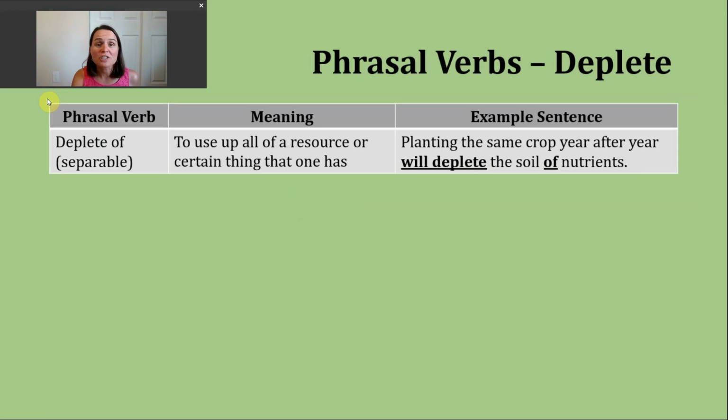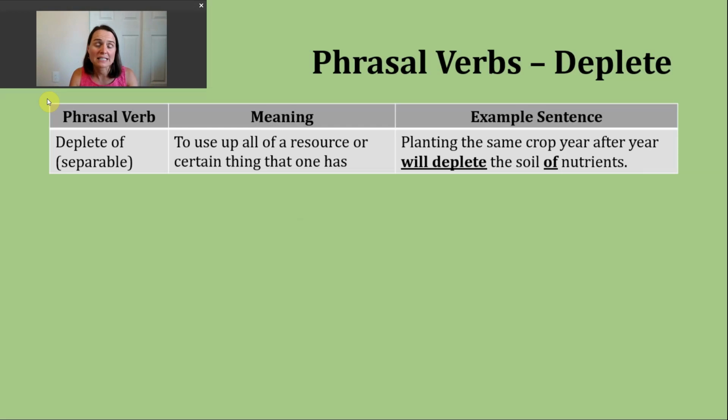Now, I just have one phrasal verb for us to look at today, and that is to deplete of. This is something that is going to be separated, so you're going to find an object that comes between the verb and the preposition of. Deplete of means to use up all the resources that one has. So it really connects back to that first definition we looked at just moments ago.